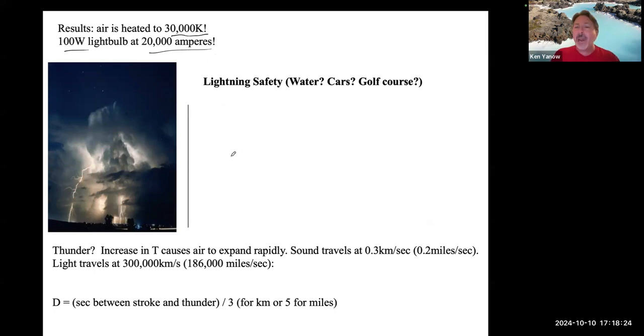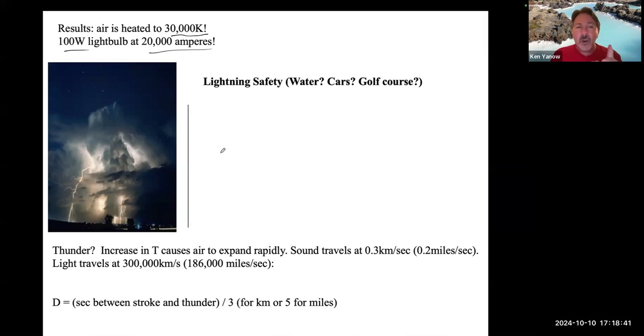And so because that air gets heated so fast, it has rapid expansion. That rapid expansion, that is the supersonic movement of air. It's now going faster than the speed of sound. That creates the sonic boom. So that's what thunder is.